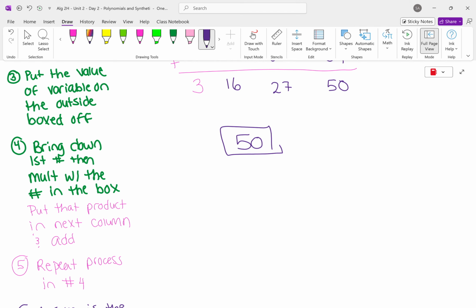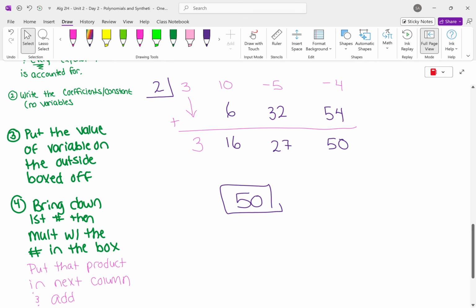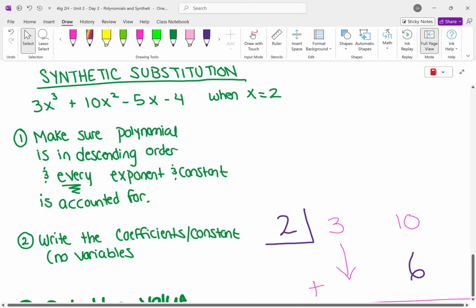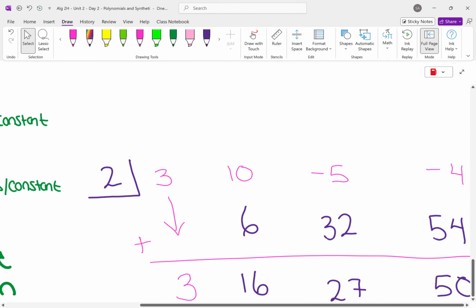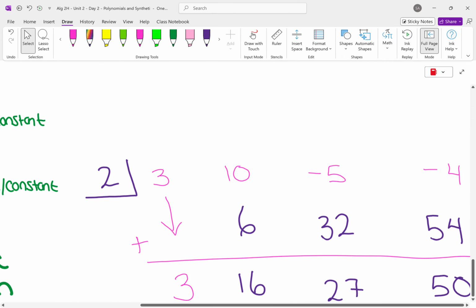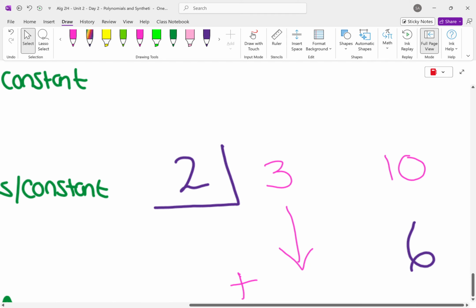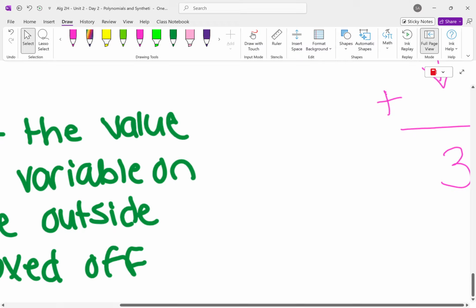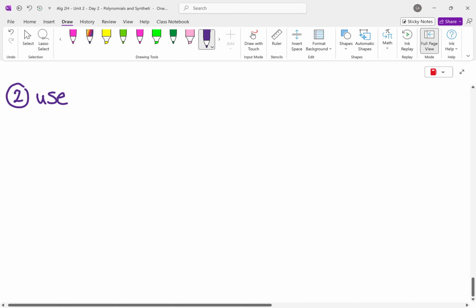Okay, let's do another one. Yes. How do we do the graph? How did we do what? How do we do the graph? The graph? The chart? Oh, the chart. So we put our original problem, 3x to the third plus 10x squared minus 5x minus 4. We laid out all the coefficients without the variables, and the number we wanted to substitute in, the 2, goes in the box on the outside. Okay, let's do another one where we're not stopping to write out our steps.